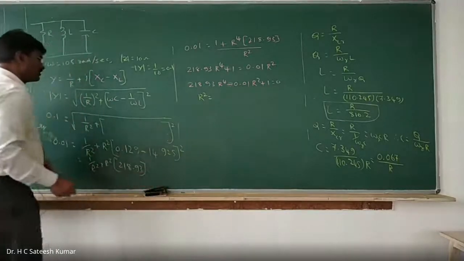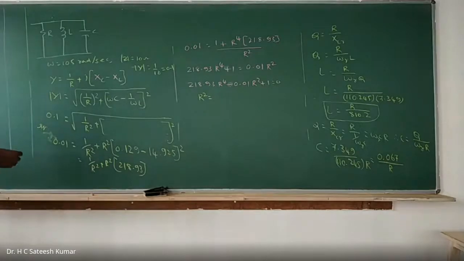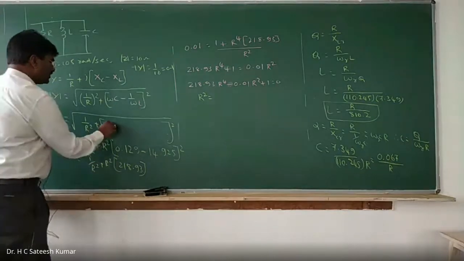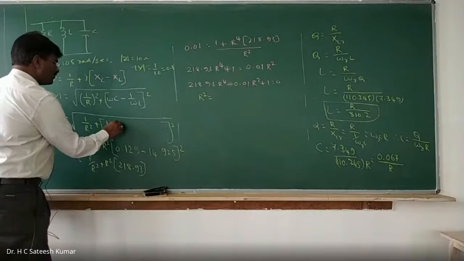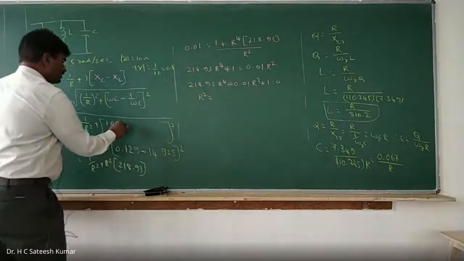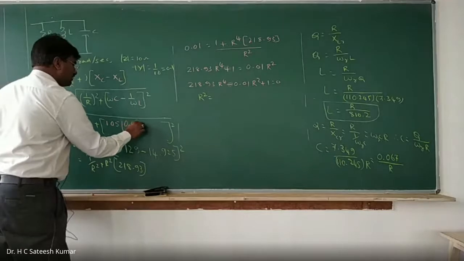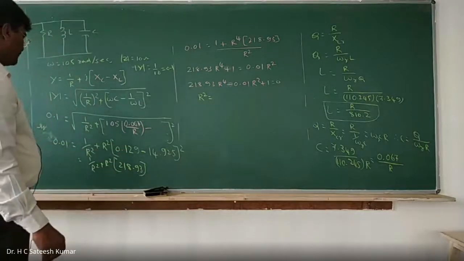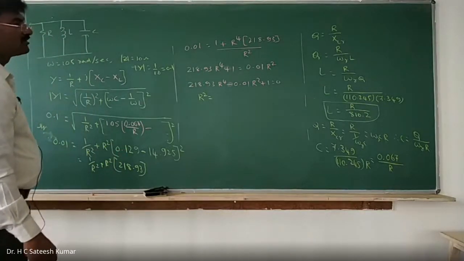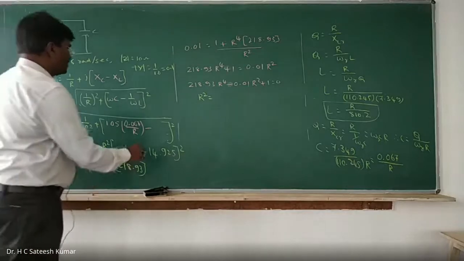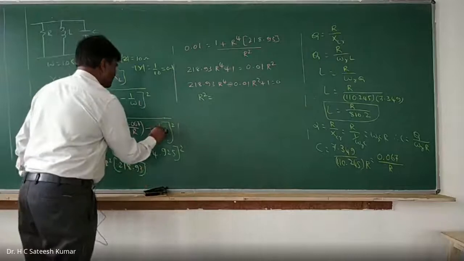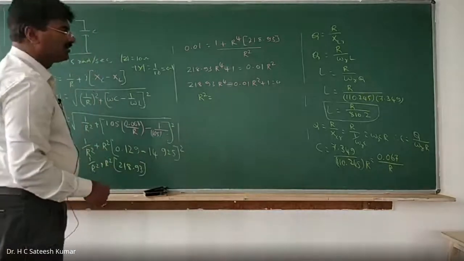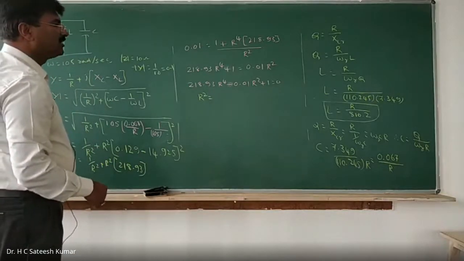Here was a mistake. Omega is 105, madam. 105 into C is what? 0.067 divided by R, minus omega L, that is, 1 by omega L, that is, 1 divided by omega, which is 105 into L, and L is nothing but R divided by 810.2.